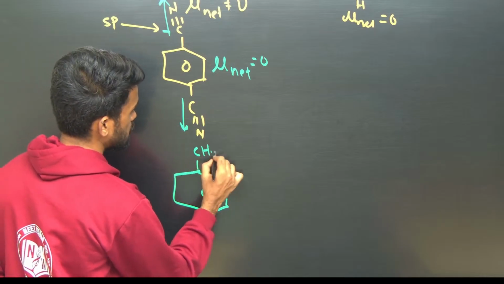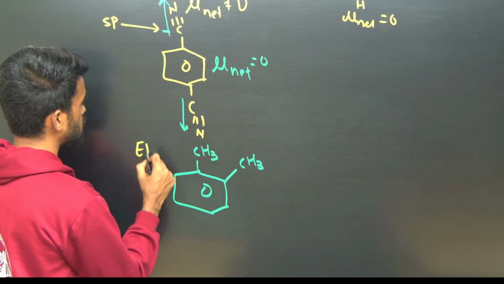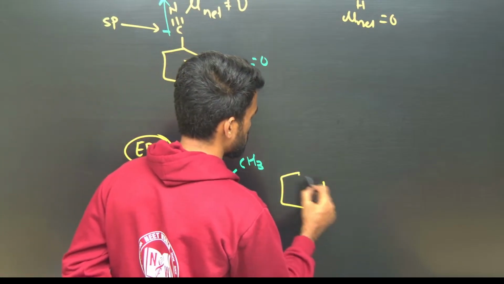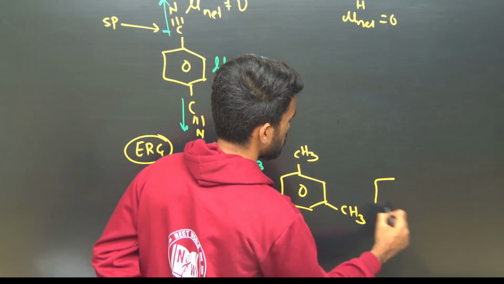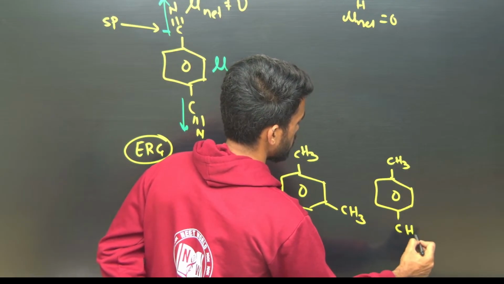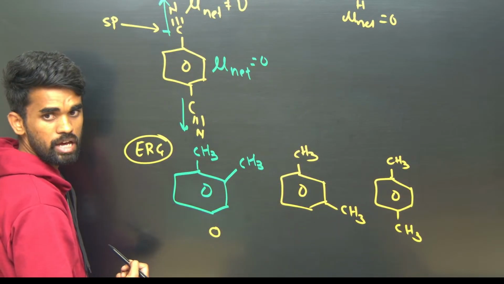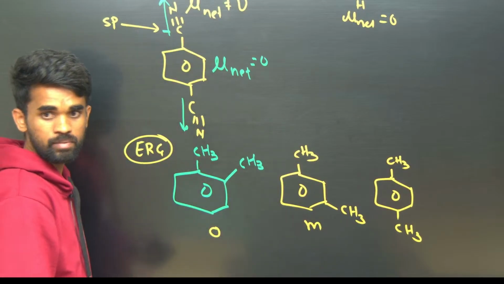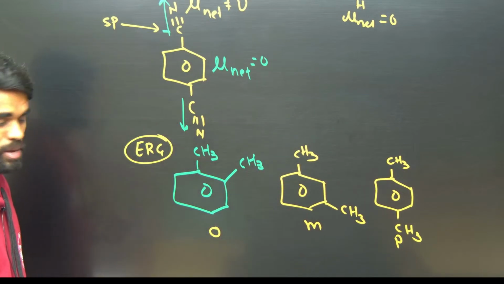I am writing this CH3 group here. Both groups are electron releasing groups. I will give you one simple way to remember them. CH3, CH3. When they are adjacent to each other, you should say them as ortho substituted, ortho dimethyl benzene. This is meta substituted, meta dimethyl benzene, and this is para, 1,4 dimethyl benzene.